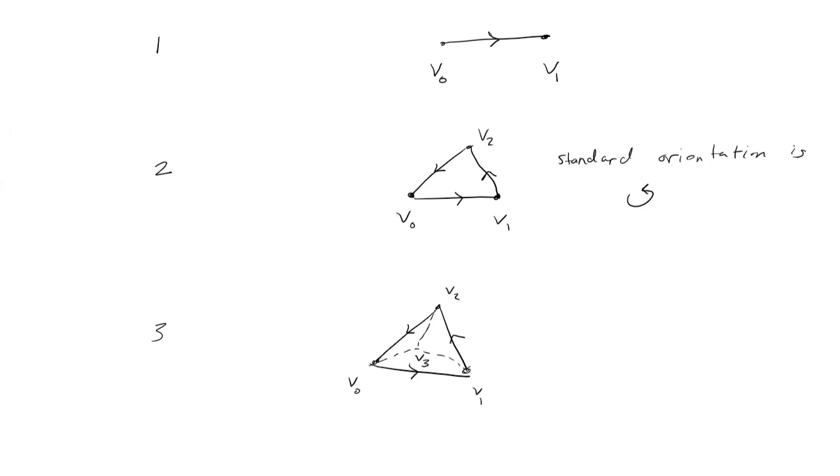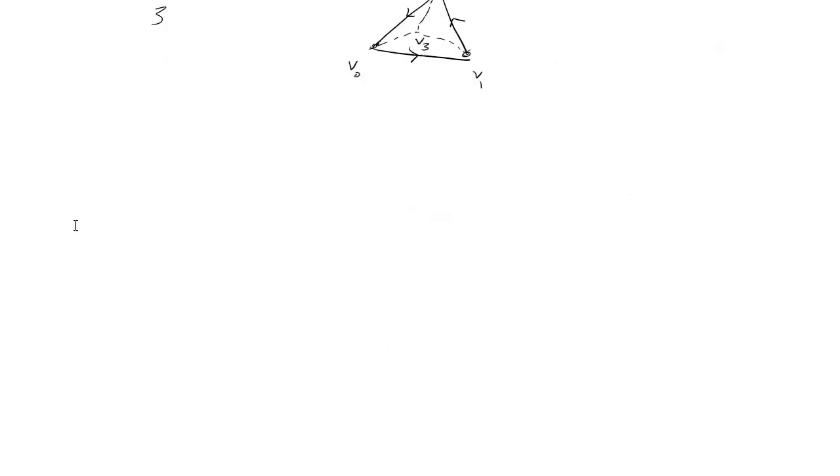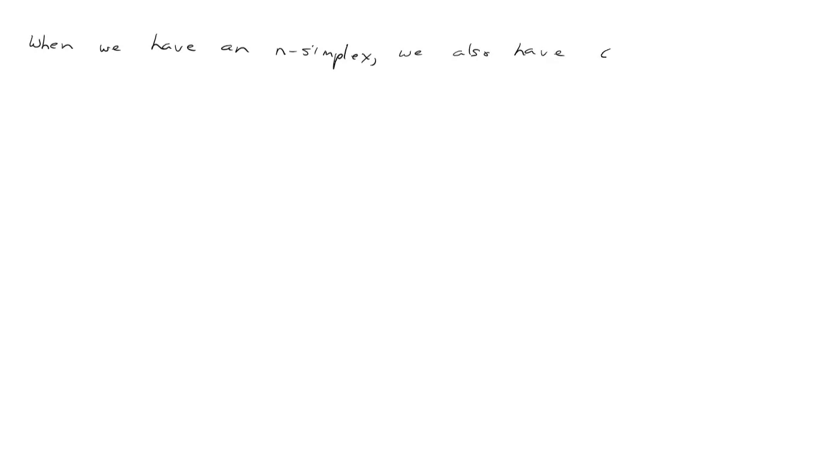Okay, and that's a big takeaway from this, is that when we look at 2-simplices or 3-simplices, we always have all simplices of lower dimension. So when we have an n-simplex, we also have 0-simplices, 1-simplices, up until n minus 1 simplices.